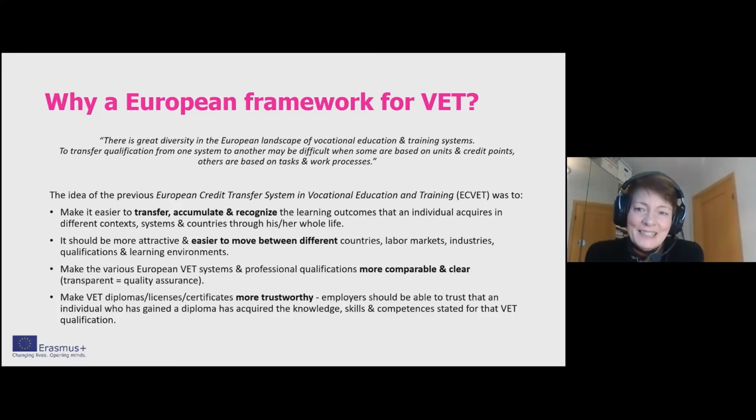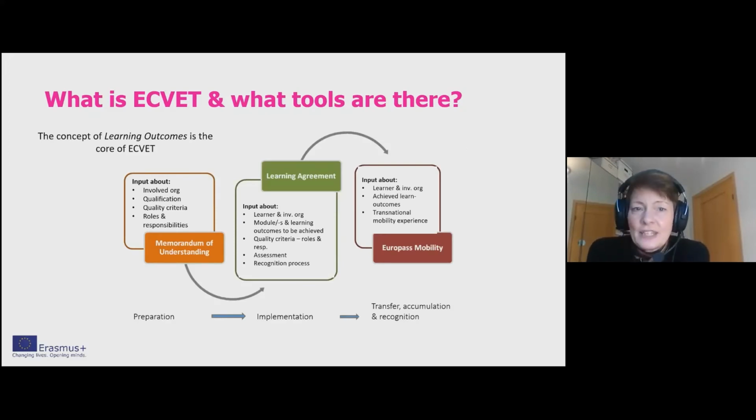Okay, next slide, please. So what is ECVET? What's the toolbox? The core of ECVET is the concept of learning outcomes, the way to describe learning. And there are a number of templates, you could say, or documents that we use to make the learning experience more concrete when we organize a partnership for mobility. The documents we use are the Memorandum of Understanding, the Learning Agreement, and we also use the Europass Mobility for validation and recognition.